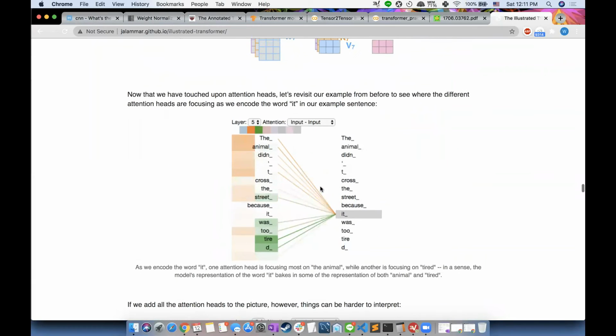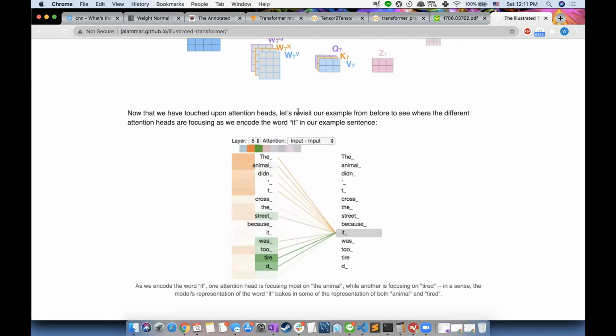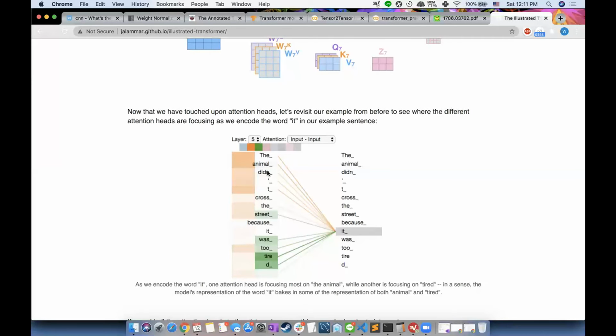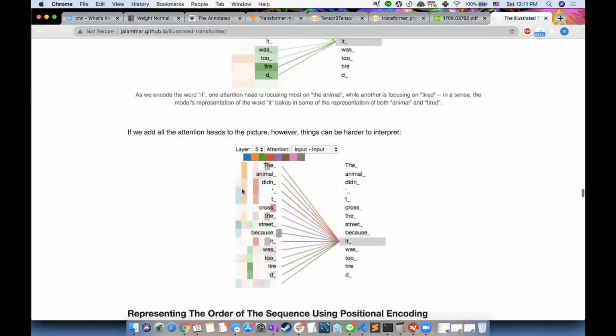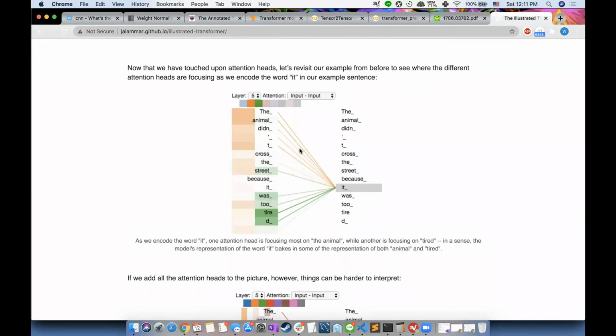Okay, so let's keep going. Now that we have touched upon attention heads, let's revisit our example from before to see where the different attention heads are focusing as we encode the word "it" in our example sentence. As we encode the word "it," one attention head is focusing most on the animal. So I guess I was wrong. Not every line is a head. Every color is a head.